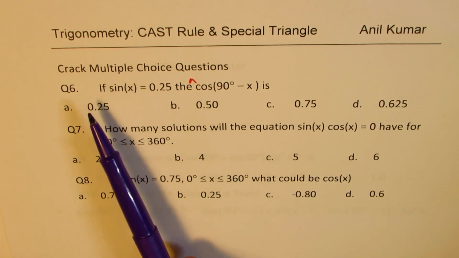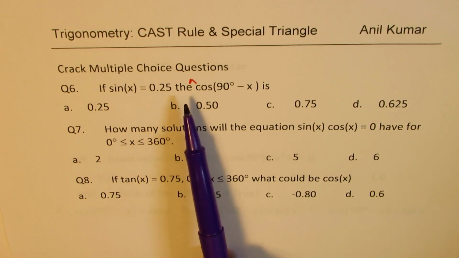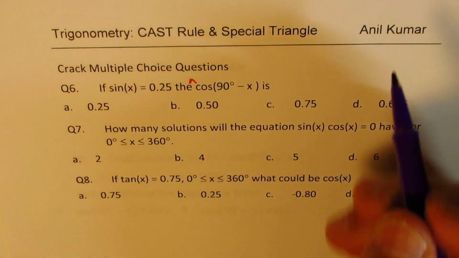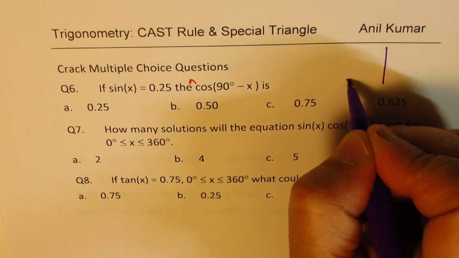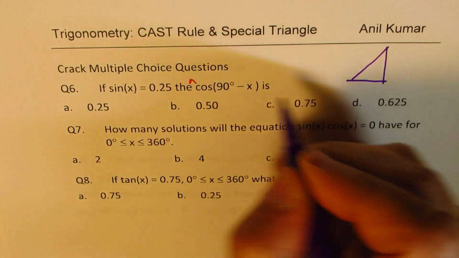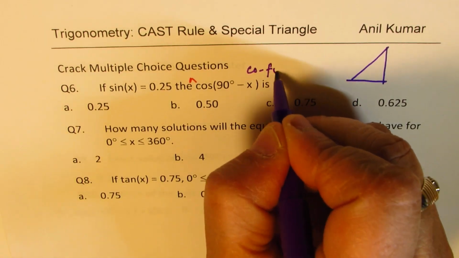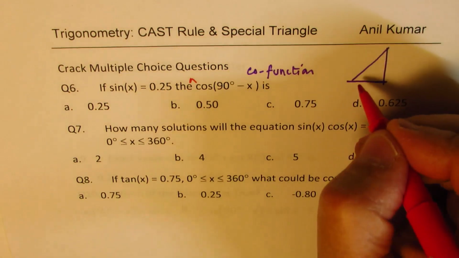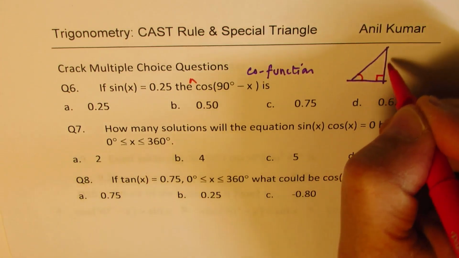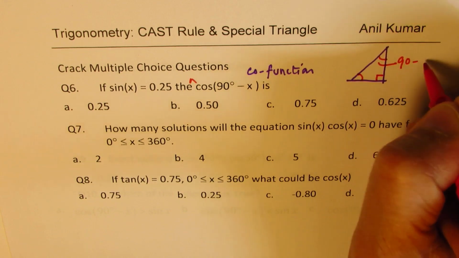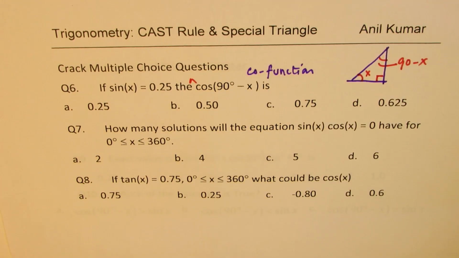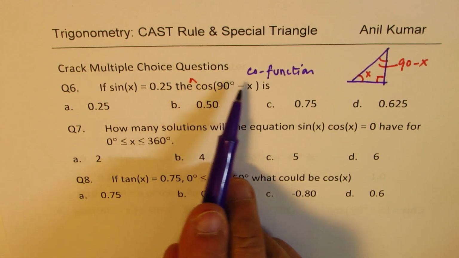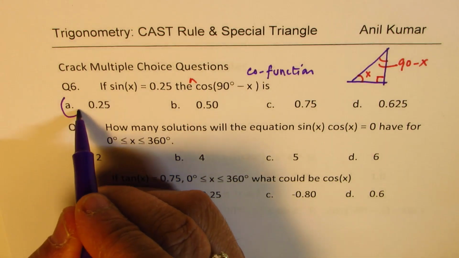The very first question is, if sin x is 0.25, then what is cos of 90 minus x? So you remember the cofunction identity which we learned? It is based on this. If you are looking at any angle x, and this is 90, the other angle will be 90 minus x. You get the idea. So if sin x is 0.25, cos of 90 minus x will also be 0.25.